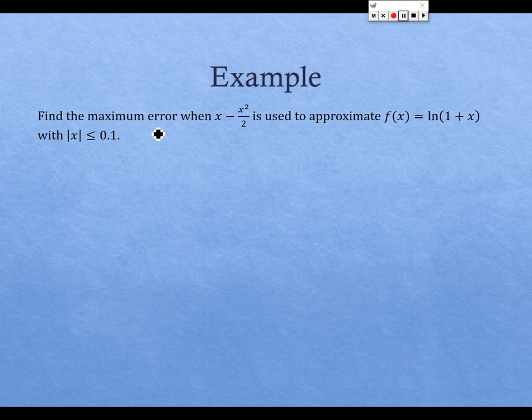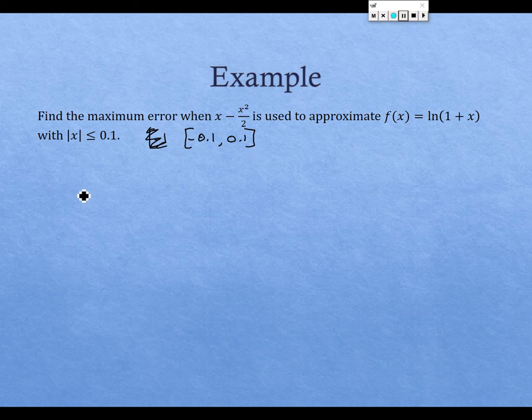And we're on this interval. Said another way, we're on this interval, right? Negative 0.1 to 0.1. So how bad could this be? If you're using this instead of this for values of x between these two values, how bad are you ever going to be? So that's what we're about to figure out. We've got to be really careful here.